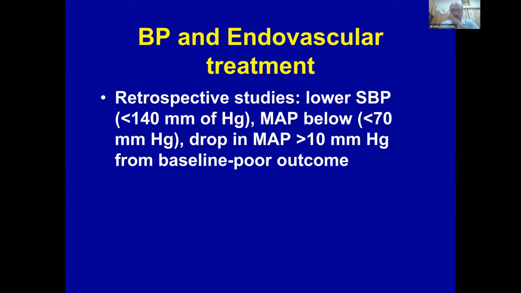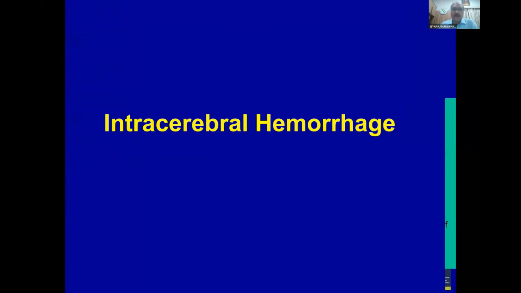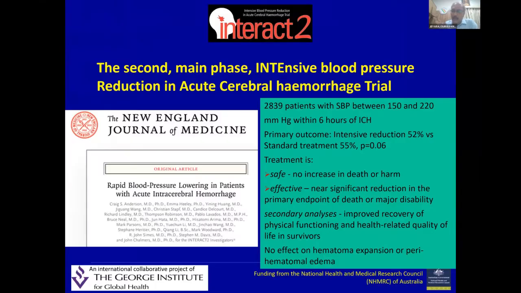So you need to maintain the blood pressure in these patients. What about ICH? This is from the INTERACT 2 trial, where within 6 hours of onset of ICH, if the systolic was more than 150, when the patients were randomized to the intensive arm, the BP was reduced within 1 hour to below 140, and it was maintained below 140 for the next 7 days.